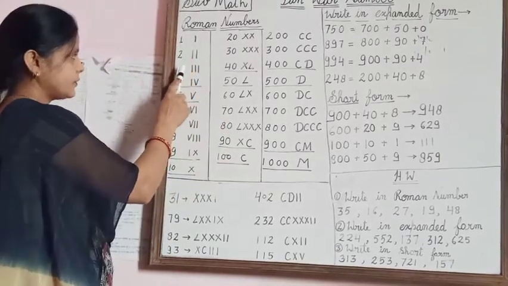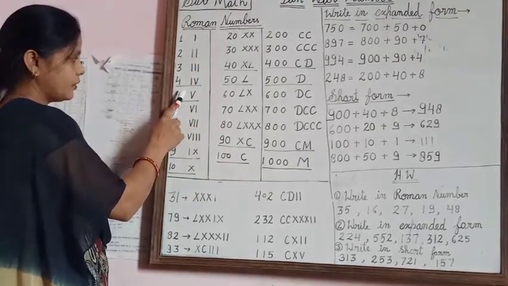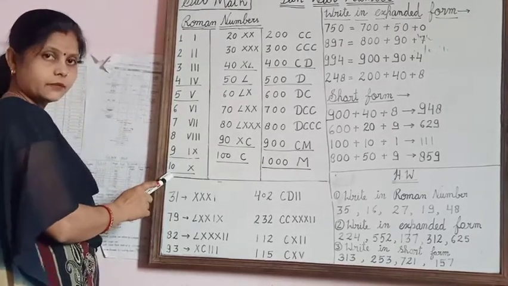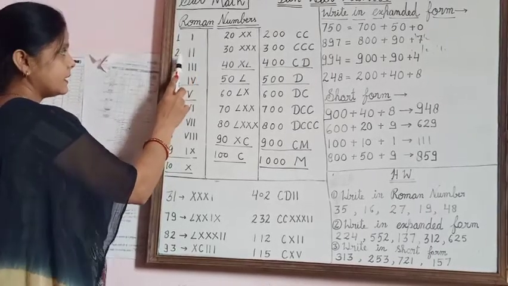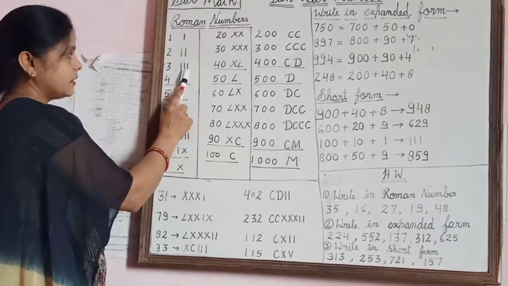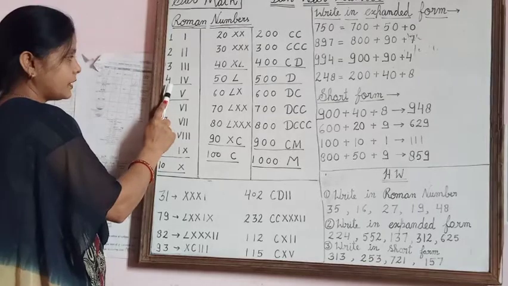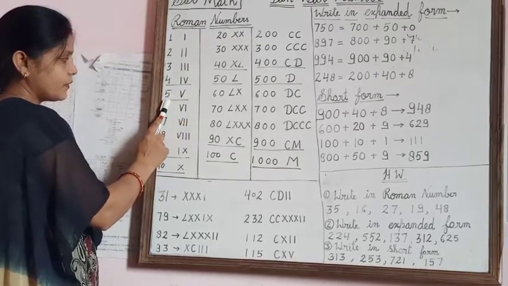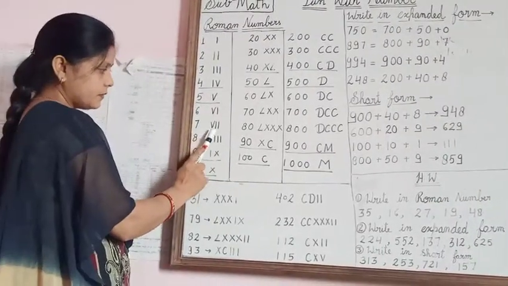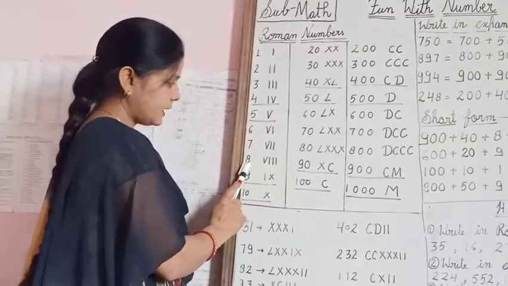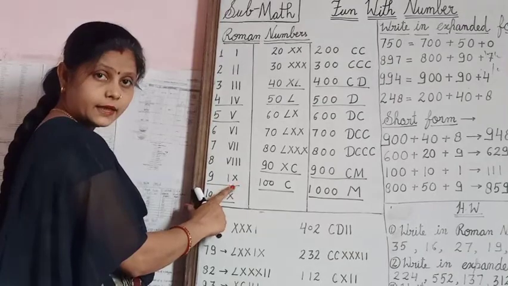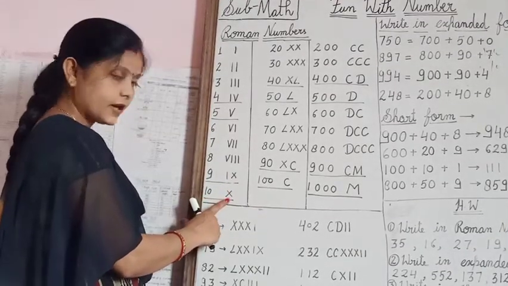1, 2, 3, 4, 5, 6, 7, 8, 9, 10. One in Roman number is I. Two is double I. Three is triple I. Four is IV. Five is V. Six is VI. Seven is VII. Eight is VIII. Nine is IX. Ten is X.